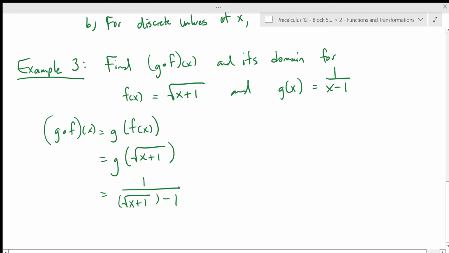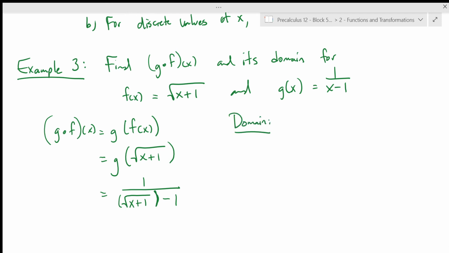Okay? So now I have to look at my domain. So first of all, I have this f of x. So I'm going to be plugging something in, and I can't plug something into a function if it doesn't exist. So I know that my domain is going to be restricted to whatever the domain of f of x is. Okay? So let's take a look here.